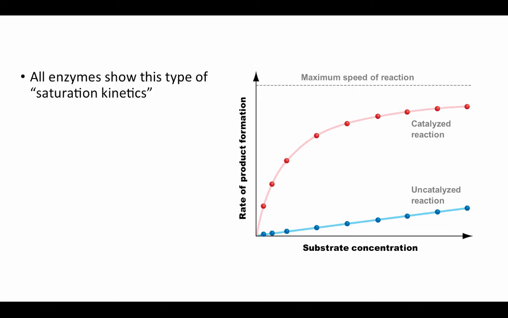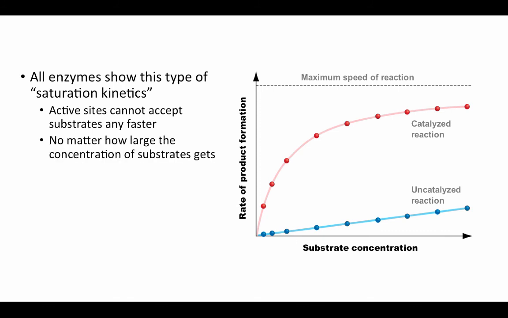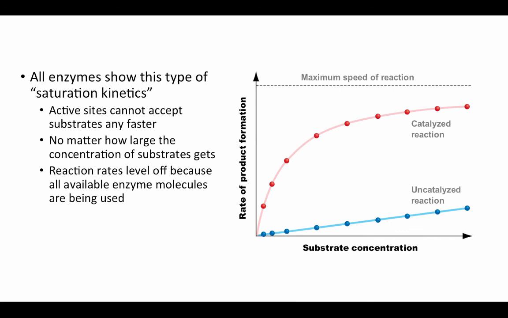So all enzymes show this type of saturation kinetics, where if all of the enzymes are busy, adding more reactants is not going to increase the rate of reaction anymore. So active sites cannot accept substrates any faster. No matter how large the concentration of the substrate gets, it's not going to go any faster. Those reaction rates are going to level off because all available enzyme molecules are being used. The only way to make the reaction go any faster at that point is to add more enzyme.